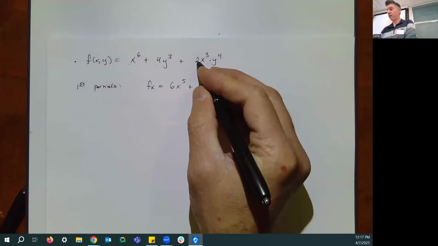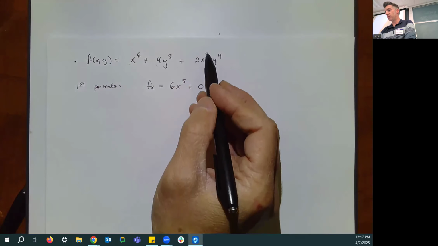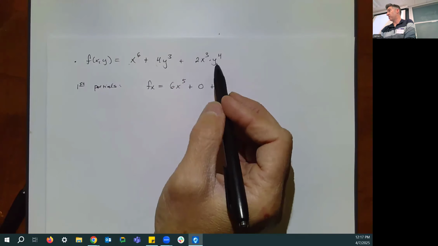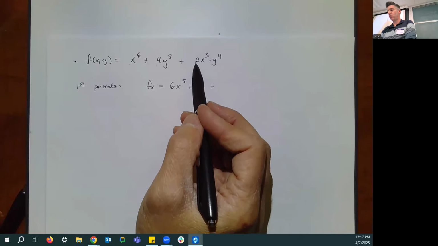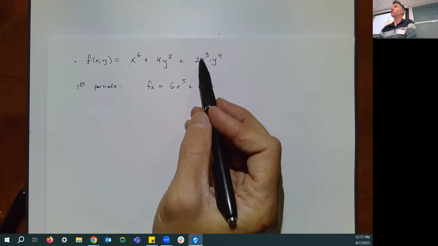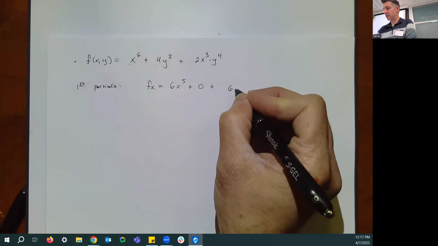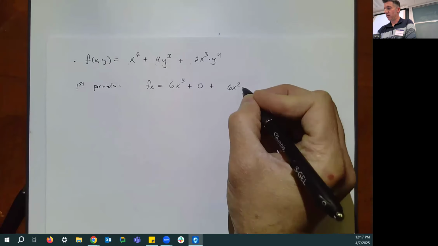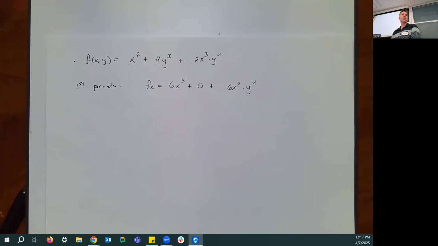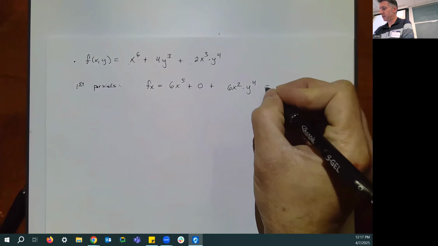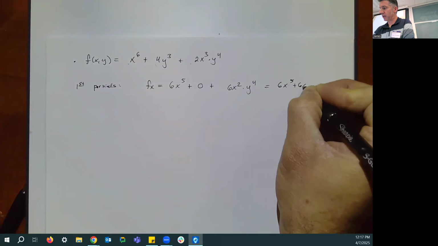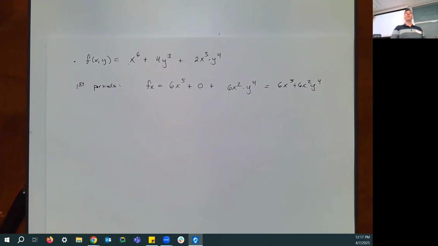And then for 2x cubed times y to the 4th, the x cubed is the variable part. Everything else multiplying it is a constant. So I'm imagining the 2y to the 4th hanging out and taking the derivative of x cubed. What I'm really going to do is think of it as 2x cubed, so I'm going to get 6x squared as the derivative of 2x cubed multiplied by y to the 4th. And then we would simplify and write it as just 6x to the 5th plus 6x squared y to the 4th. You don't really need to write that 0 in there. I'm just writing it to be extra explicit that this thing being treated as a constant has a derivative that is 0.